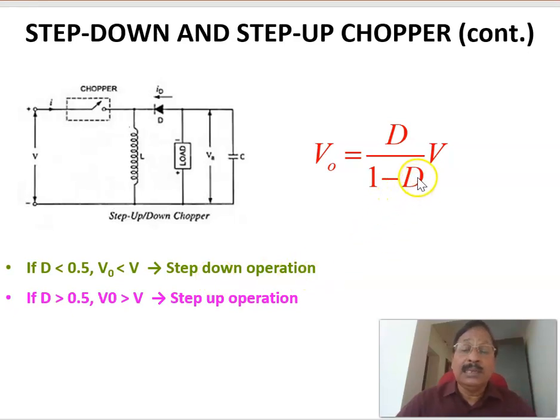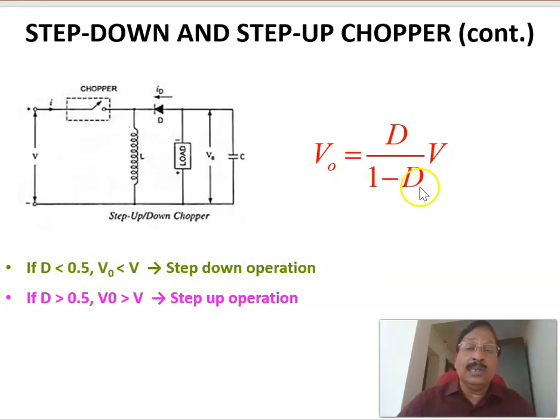For example, if D is equal to say 0.2, then V0 is equal to 0.2 divided by 1 minus 0.2 times V, or 0.2 divided by 0.8, or 2 by 8, or 1 by 4 times V, or 0.25 V. Or you can step down the voltage by making the duty ratio less than 0.5. That is called a step down operation.